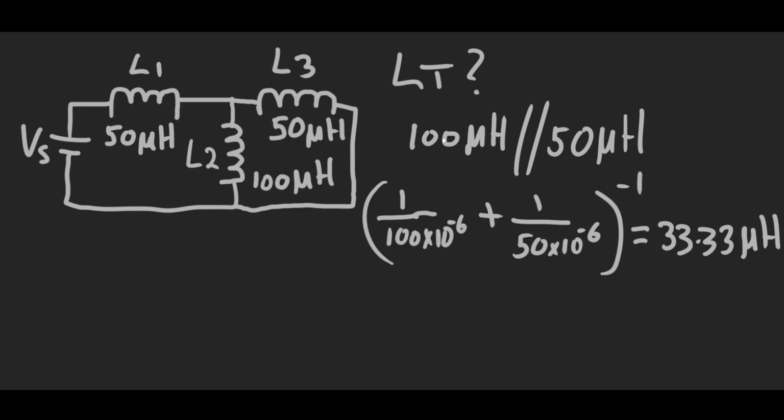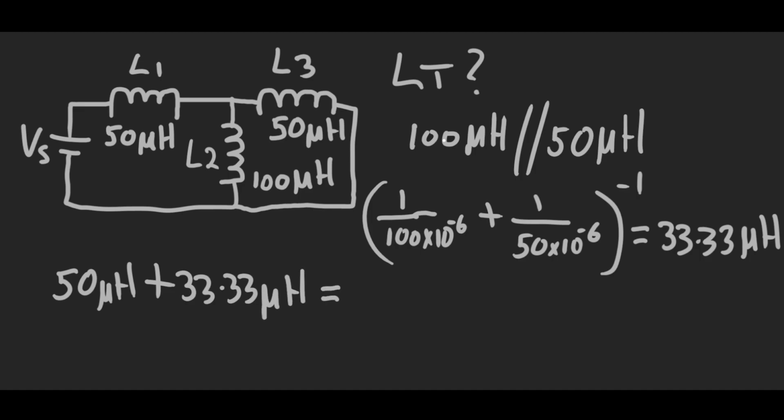Now that we've calculated that equivalent half of the circuit, the equivalent inductance for L2 and L3 is now in series with L1. So it's a case of 50 microhenry plus 33.33 recurring microhenry, which will give us an answer of 83.33 recurring microhenry. That is the total inductance of the circuit.